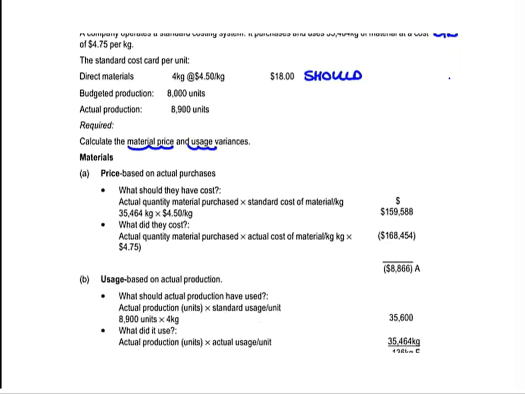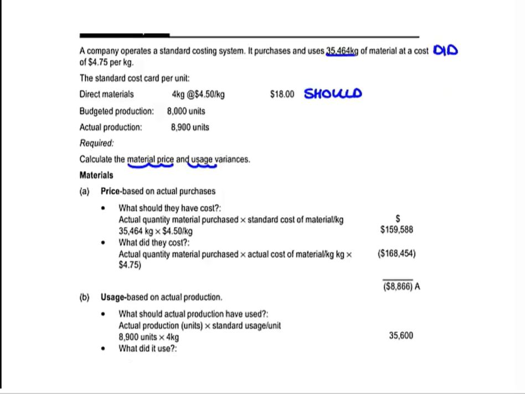So the price variance then is based upon actual purchases. What should those materials have cost? Well, we bought 35,464, so we're going to use that then as the number of units, but we're going to multiply that by the standard cost per kilogram. So 35,464 kilograms should have cost $159,588 at a standard cost of $4.50 each. So this gives us our should.